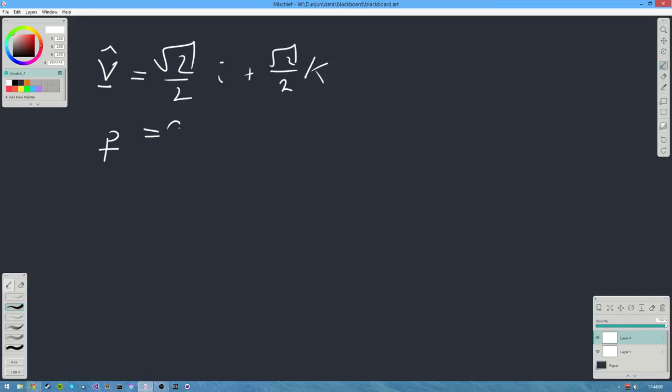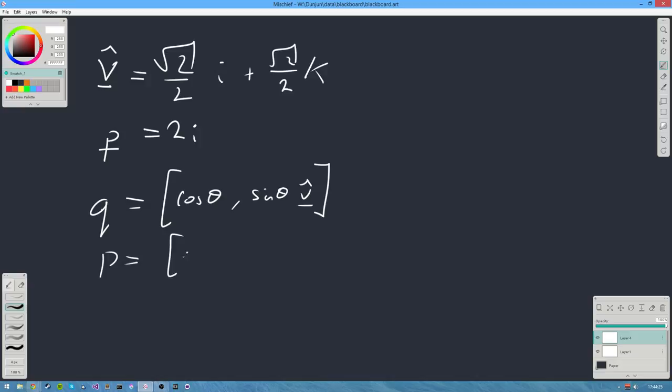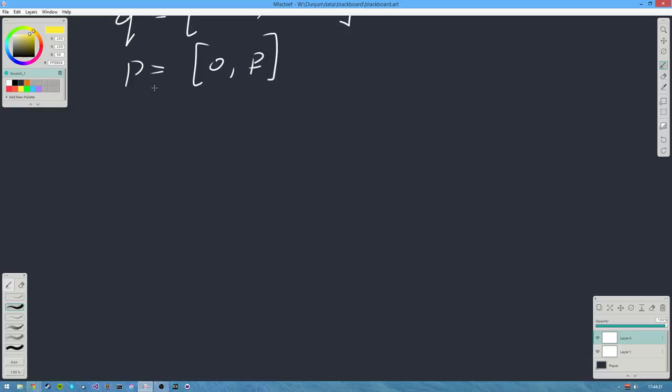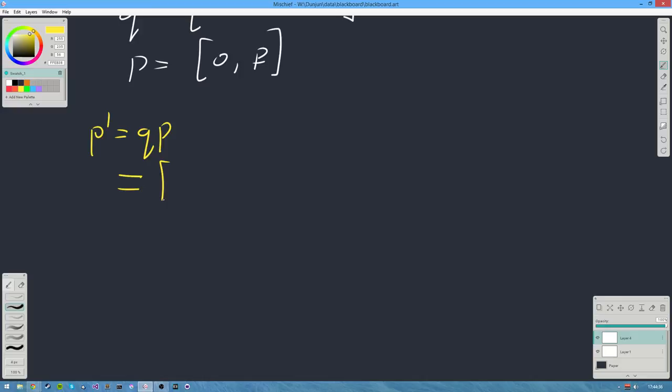That means now that Q must equal cosine theta plus sine theta V hat. So this is unit. And then P must equal 0 plus P. Let's go back to our colours to express everything. So this means that P prime must equal QP, which is cosine theta plus V sine theta, multiplied by 0 plus P.